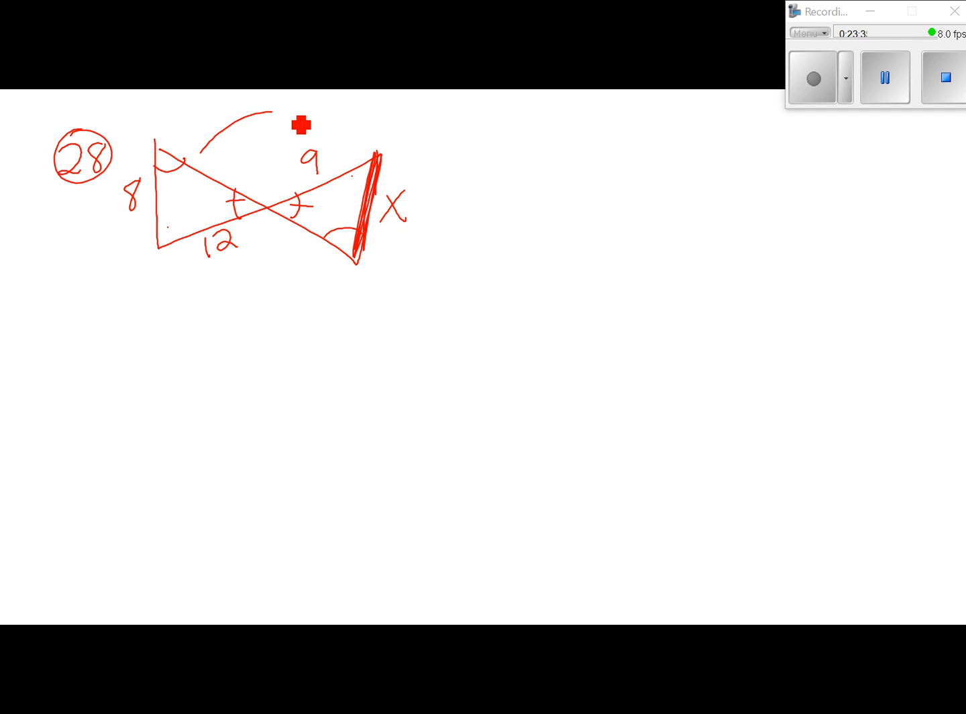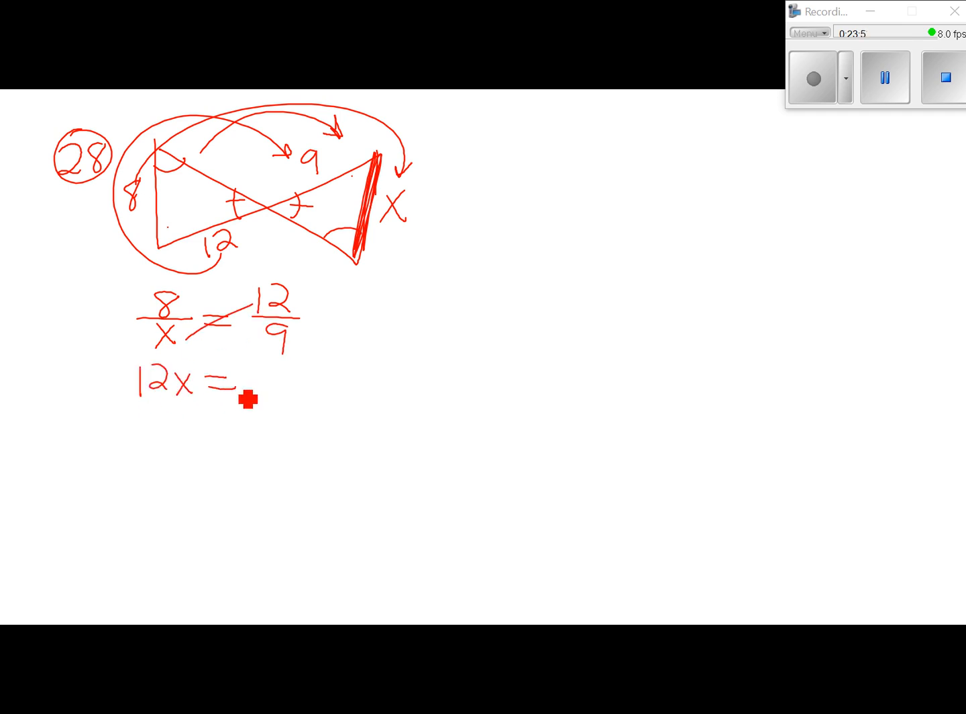That means we're going to have to spin this triangle around to get it to match up. So the 8 is going to match up to the X, and the 12 is going to match up to the 9. We cross multiply, we get 12x equals, multiply this way, 8 times 9 is 72. Divide by 12 on both sides, you end up with x equals 6. So that log is about 6 meters long. Number 29.